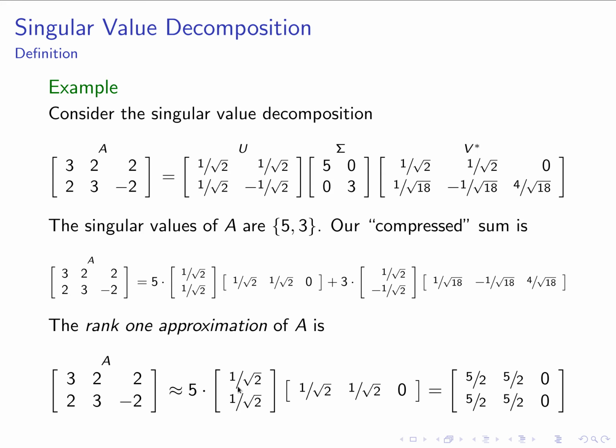When we multiply these quantities together, we get a new 2 by 3 matrix, which is not the same as the original matrix, but does have the same size. The idea is that this is a rank 1 matrix that approximates this rank 2 matrix. So even though these two matrices are not the same, we say that they are approximately equal to one another.